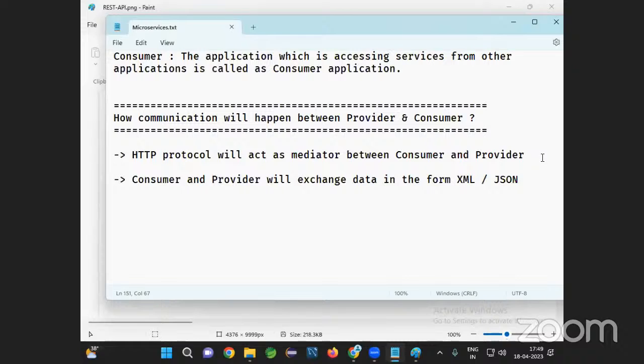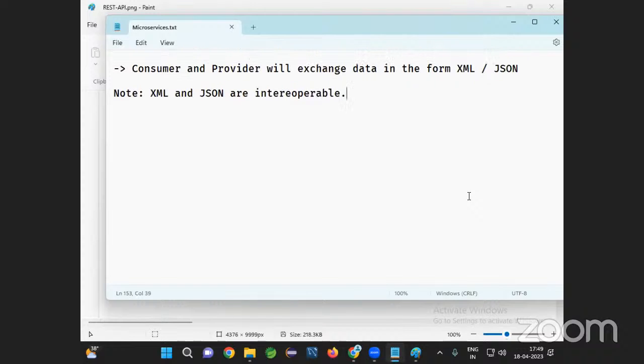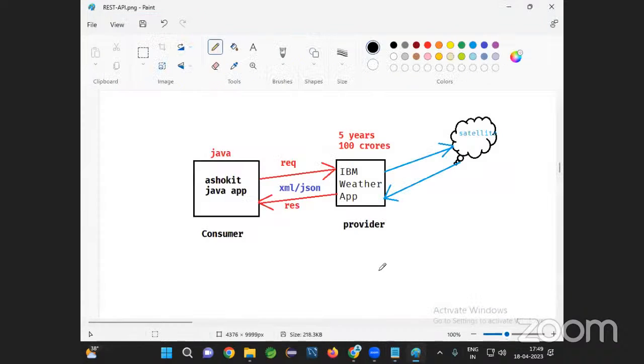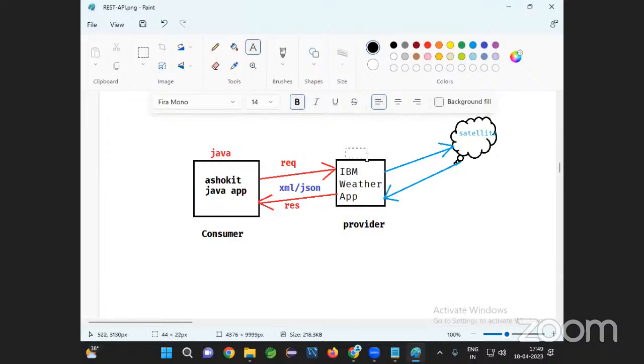Why are they using only XML or JSON? XML and JSON are platform independent. XML and JSON are interoperable. What is the meaning of interoperable? Suppose this application is Java and this application is a .NET application. Java can understand JSON, .NET can understand JSON. Java can understand XML, .NET can understand XML.